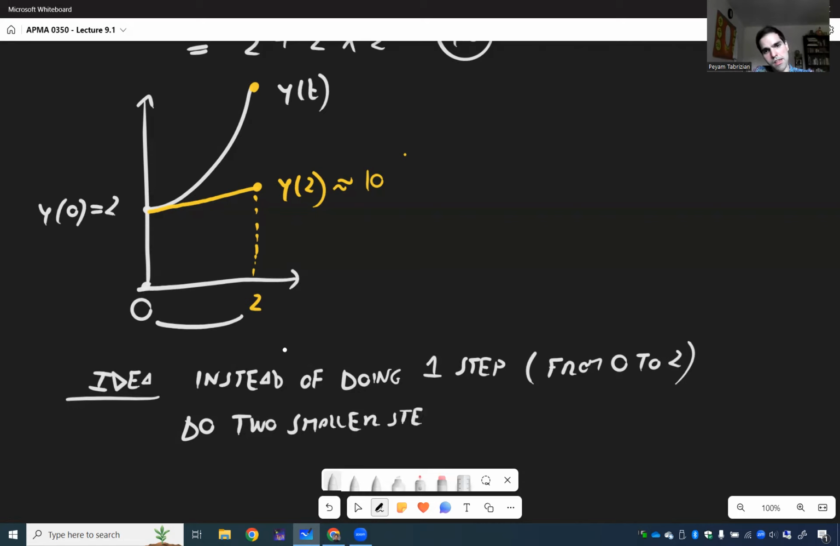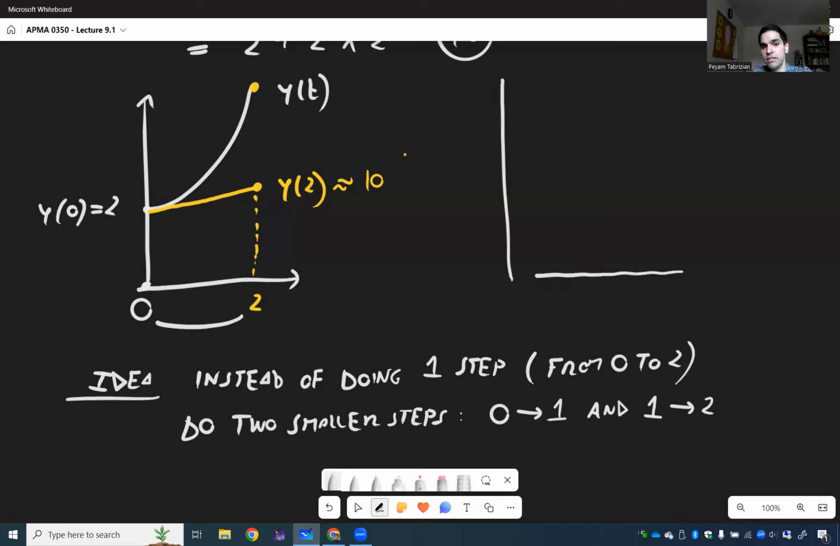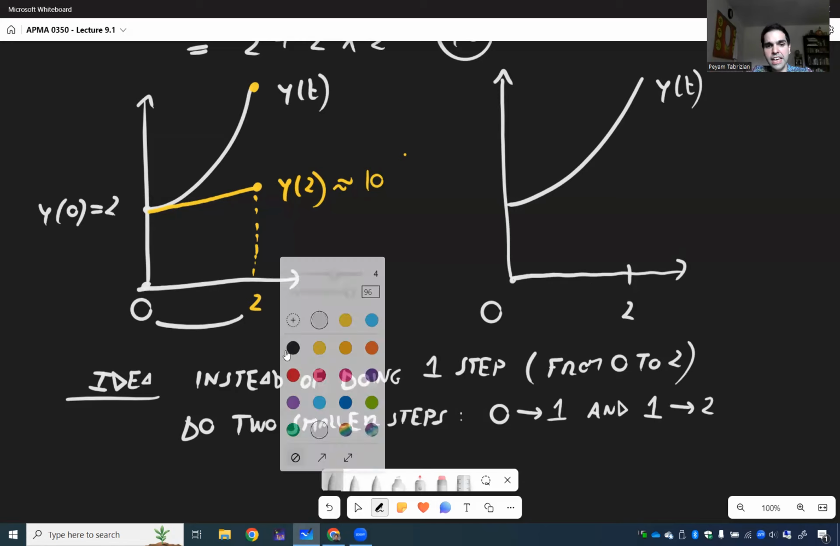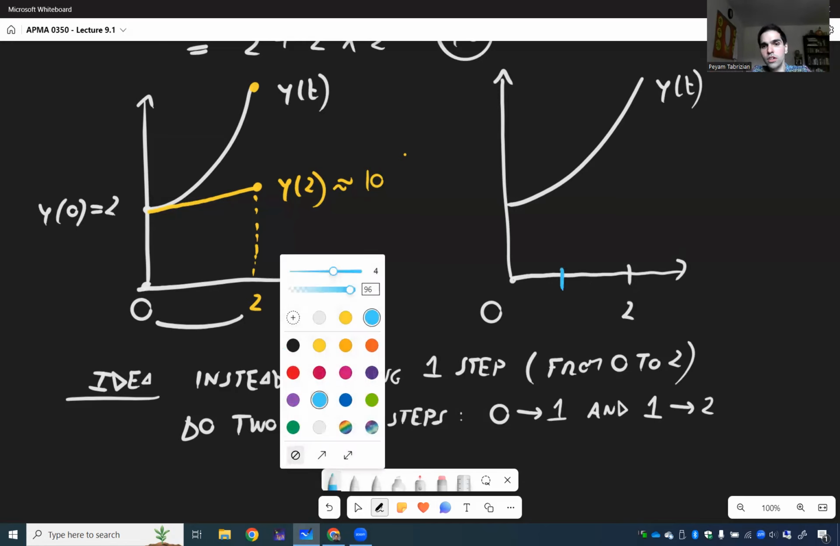Steps. Basically from 0 to 1 and from 1 to 2. And I want to show you already on this picture how much better we get. Because once again, we have our solution, y of t. This is 0, this is 2. And the idea is, once again, what we can do: 2 steps from 0 to 1 and 1 to 2.